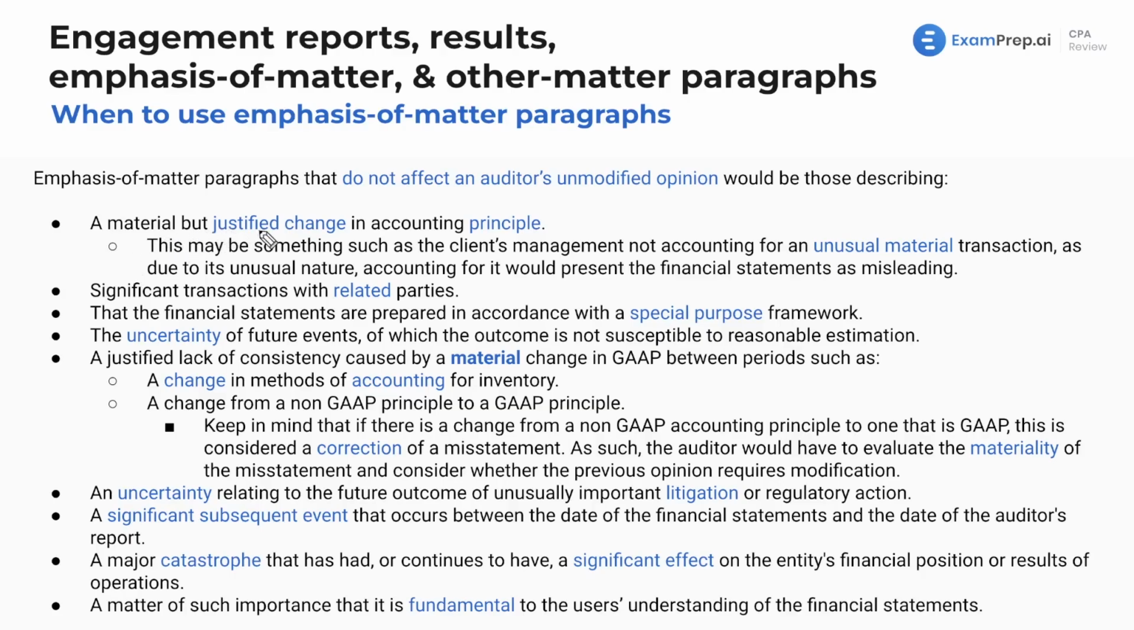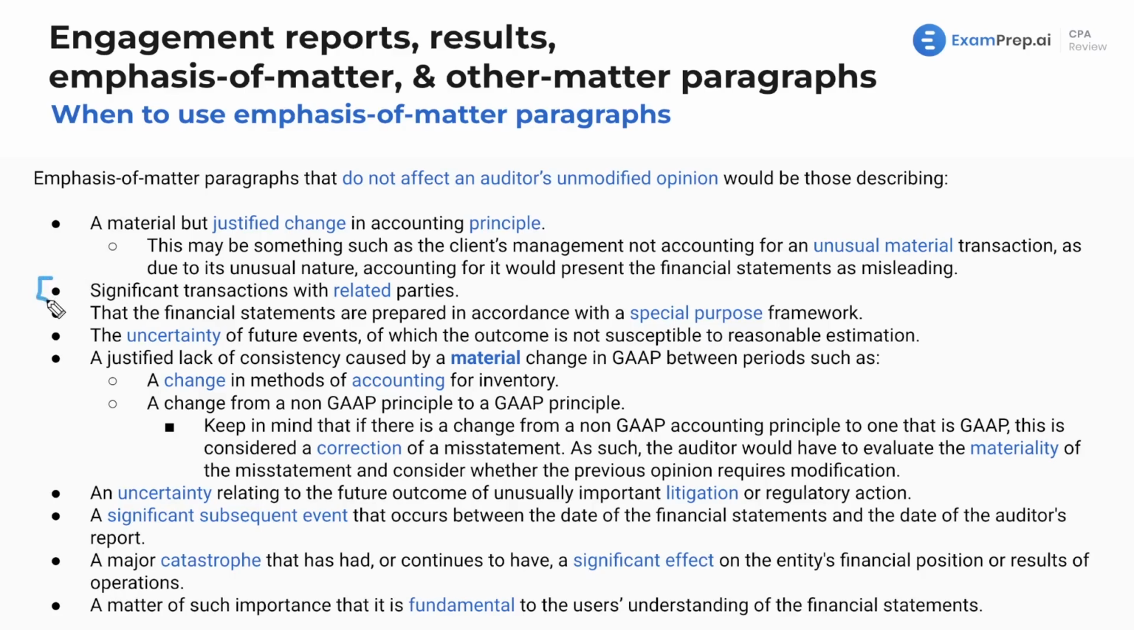So a material but justified change in accounting principle. So that's okay. We've talked about that at length throughout different lessons. This may be something such as the client's management not accounting for an unusual material transaction, as due to its unusual nature, accounting for it would present the financial statements as misleading. So we want to emphasize that. Any significant transactions with related parties.